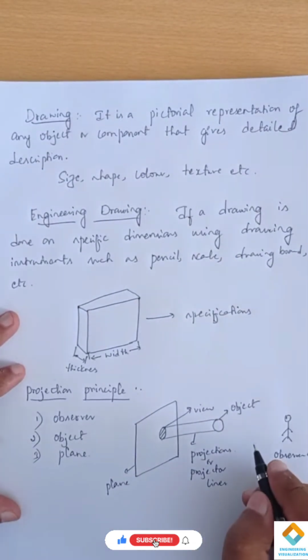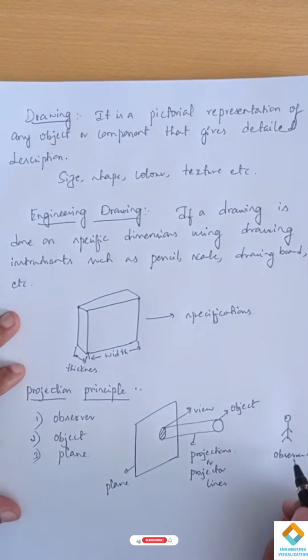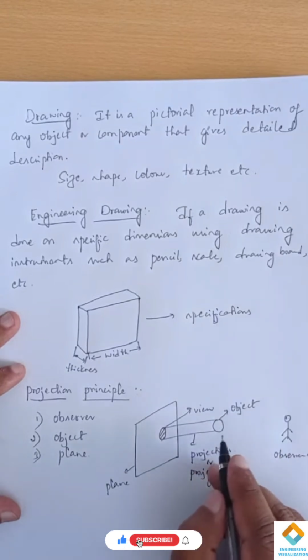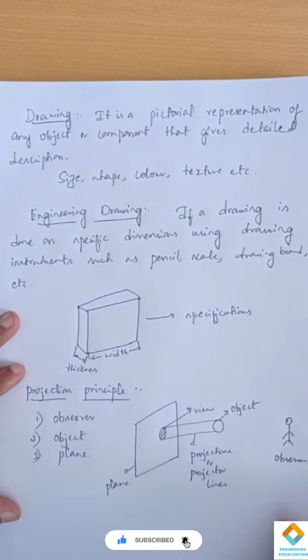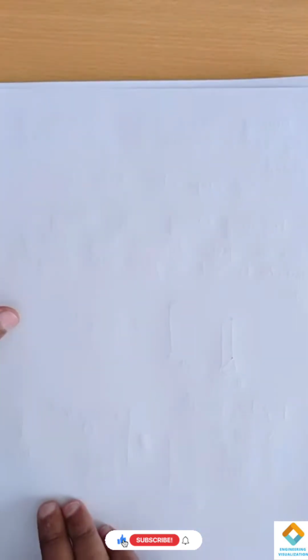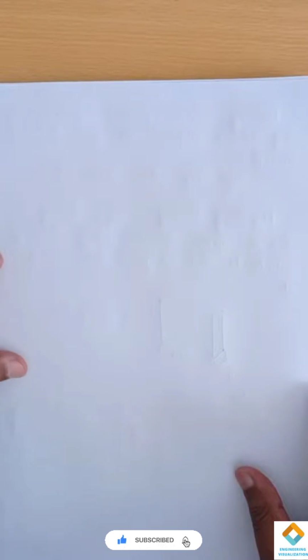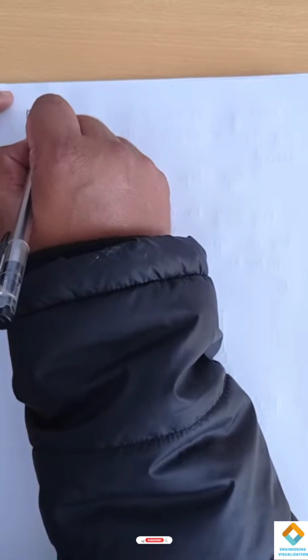Using the projection principle we are going to draw the engineering drawing. For that, three things are necessary: observer, object and plane. We know that the projector lines form the projections. Now we will see a particular concept, that is orthographic projection, because for the majority of the problems, points, lines, planes and solids, we use orthographic projection. Now we will see what orthographic projection is.